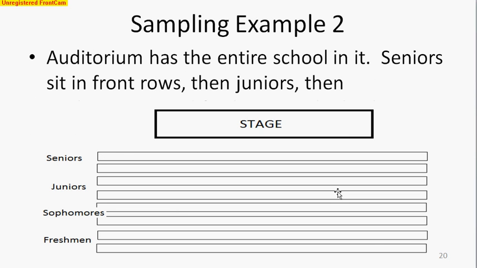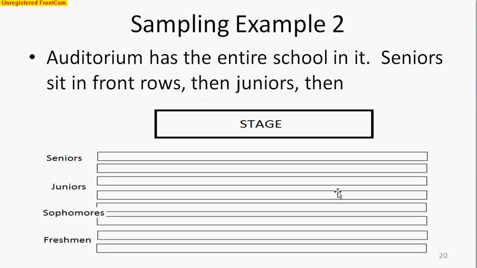All right, here's another example. We have an auditorium, and the entire school is sitting in the auditorium. And the front rows are the seniors, the next rows beyond that are juniors, then sophomores, then freshmen. If I wanted to do a simple random sample, every single student would have to get a unique number, and then I'd have to select, let's just say I want to pick 20 kids, I'd have to select 20 numbers. That's simple random. Everybody must get a number.